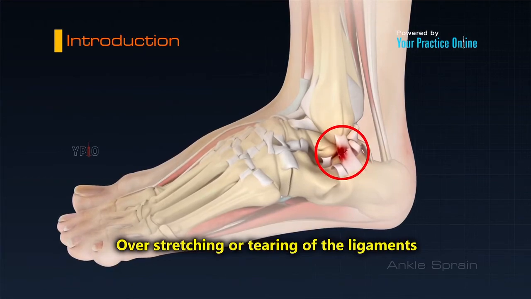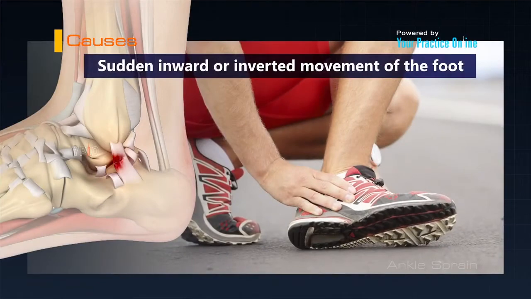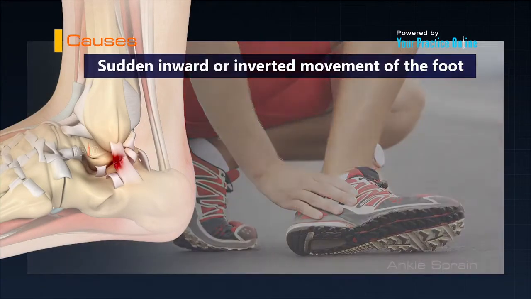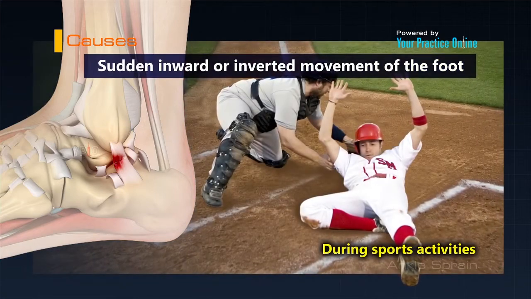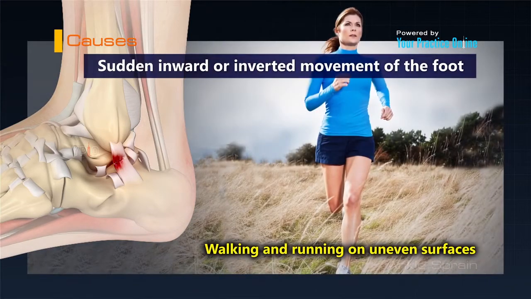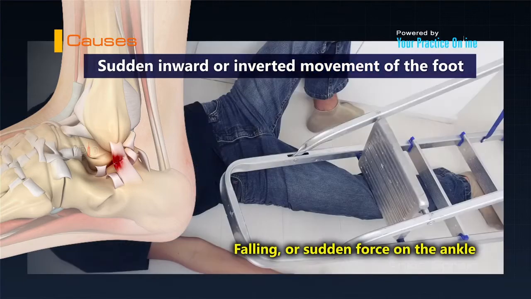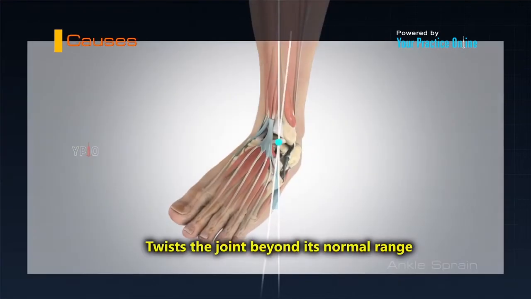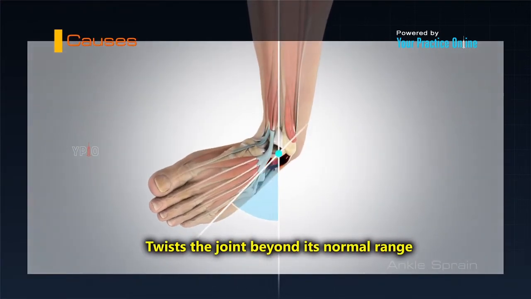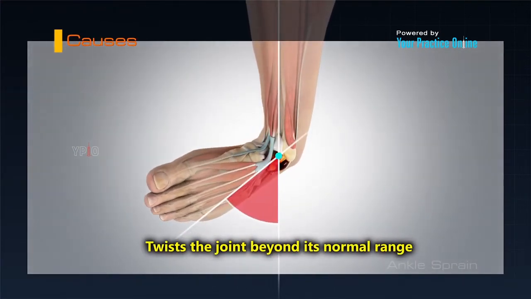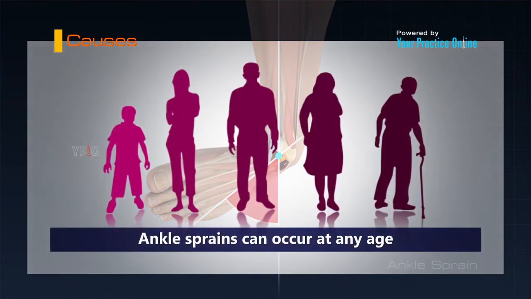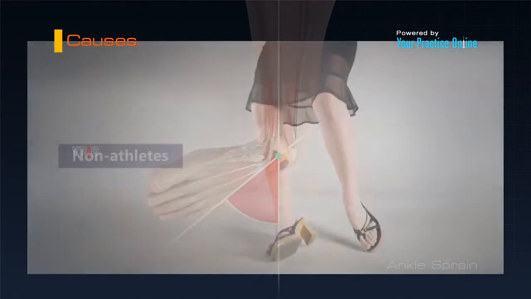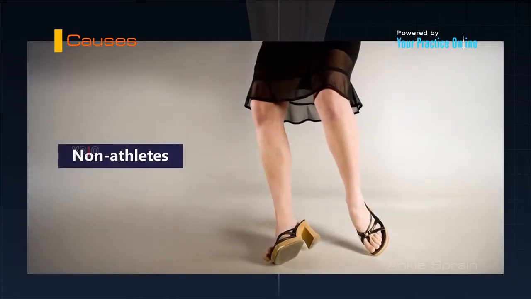Causes: ankle sprains occur due to sudden inward or inverted movement of the foot during sports activities or while walking and running on uneven surfaces. An ankle sprain can occur from falling or sudden force on the ankle, which twists the joint beyond its normal range, resulting in damage to the ligament. Ankle sprains can occur at any age, and although commonly seen as a sports injury, ankle sprains can occur to non-athletes as well.